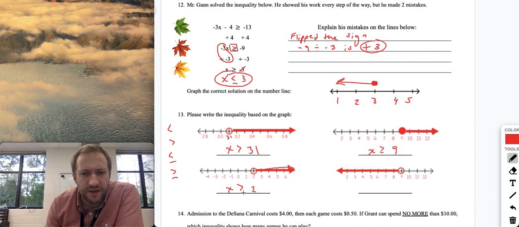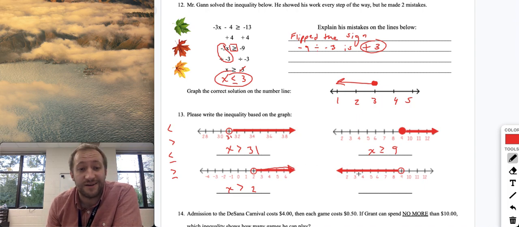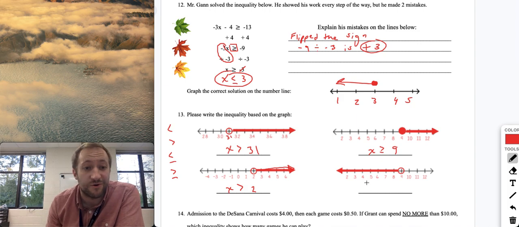I have my 2 up there. I have an open circle. Good. X is greater than all the numbers that are greater than 2. Yep, that's going to the right. I did it correctly. Always double check your work here, okay?